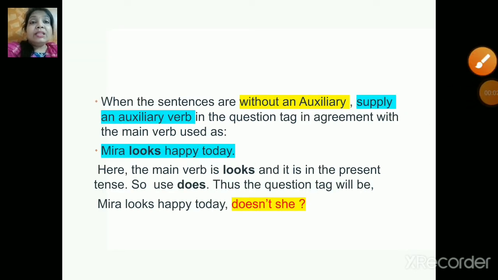Now, see, children, when the sentence is without an auxiliary, we have to supply an auxiliary verb in the question tag in agreement with the main verb. Let us check with this statement. Meera looks happy today. Looks over here is the main verb, right? So, we will be using does. It's a positive statement. We have to change it into a negative tag, stating doesn't she, right? So, this is what the rule is.